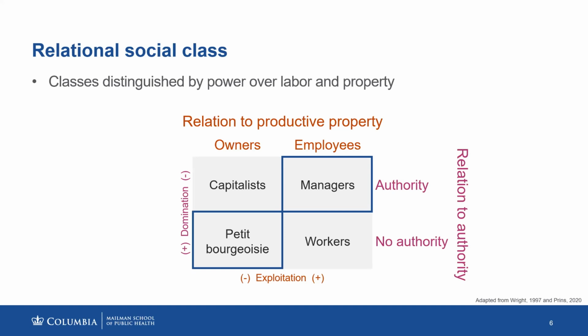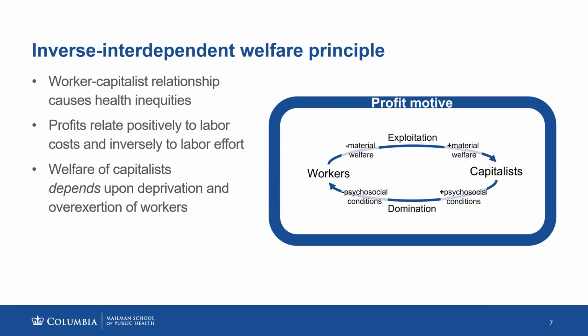For example, most managers lack productive property and must sell their labor to capitalists, but managers control workers' labor and often develop company policy, exercising delegated ownership authority and facing minimal workplace domination. Meanwhile, the petite bourgeoisie, like independent shopkeepers, own productive property, but they do not control workers' labor and instead must labor themselves.